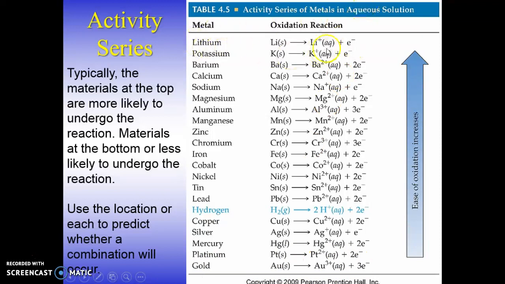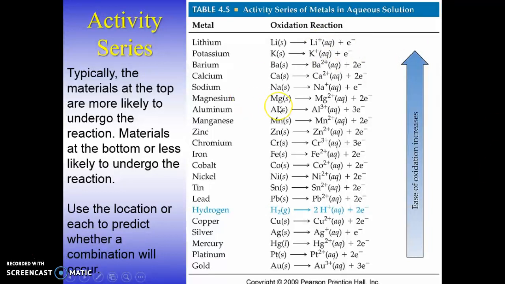So things at the top would prefer to be the product. Things at the bottom like it the way they are. They want to stay this reactant. So this gold does not want to lose electrons, but this lithium is pretty much giving them away. So what you're going to do is use the two locations to predict which one's going to go more easily.